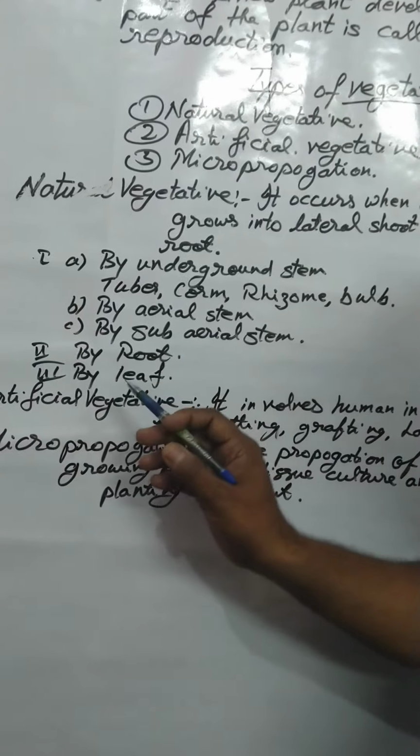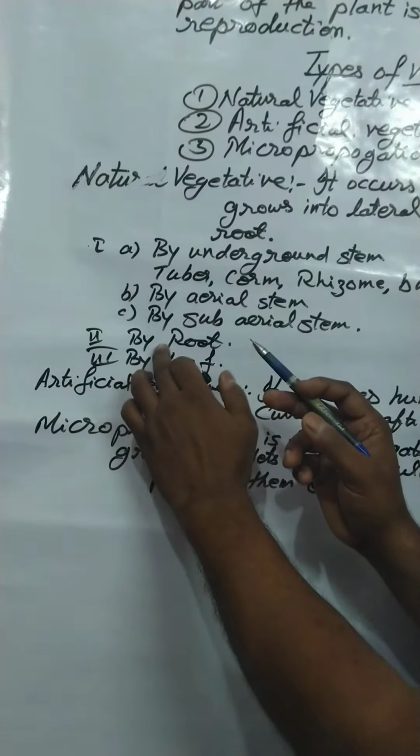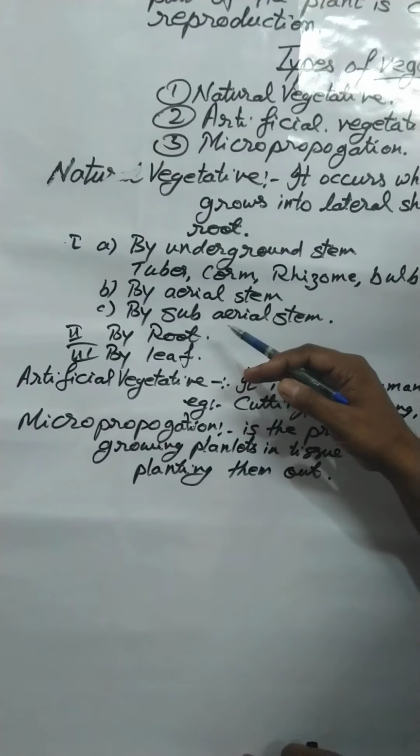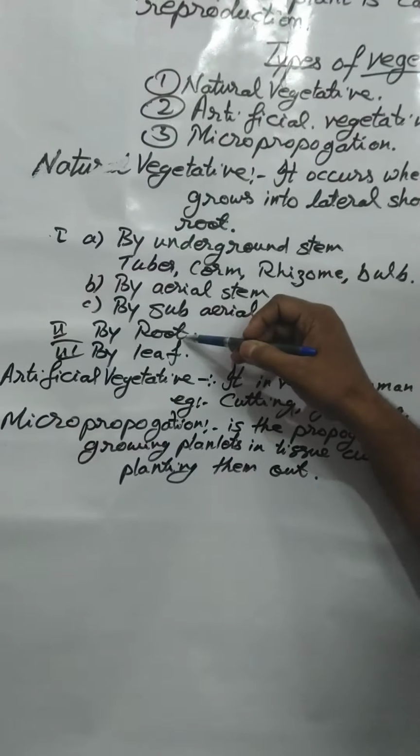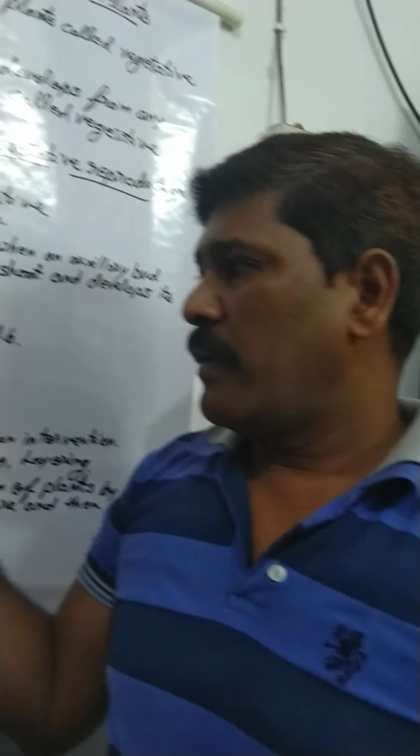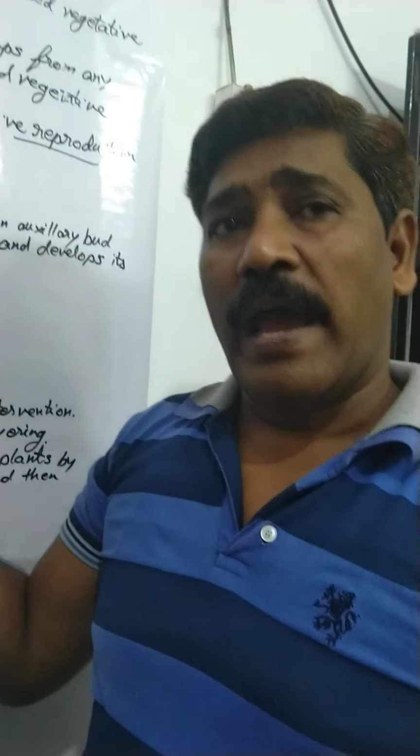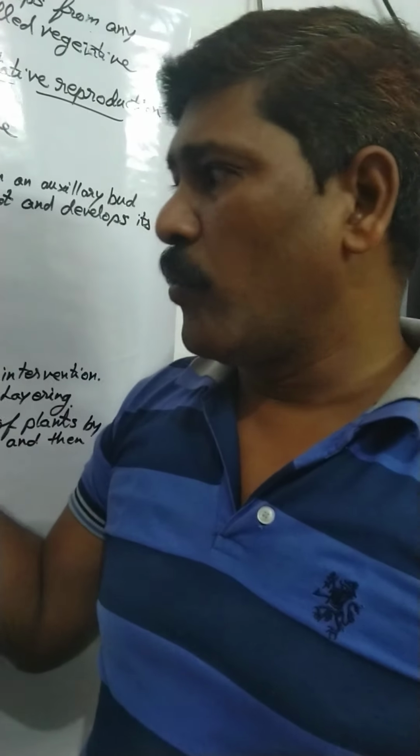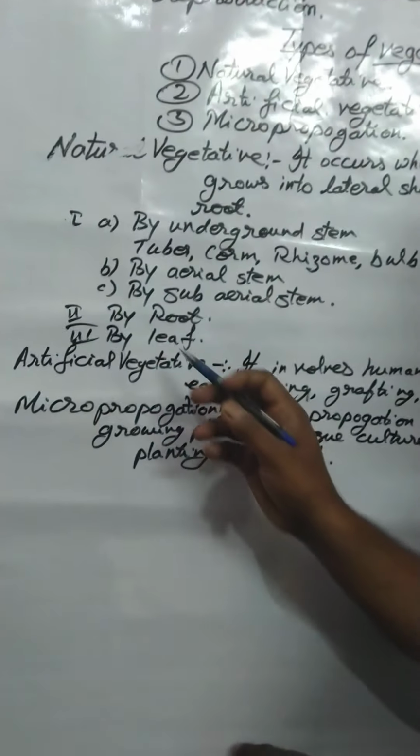Now, let us see another point, that is when vegetative reproduction takes place by root. In this, when any auxiliary bud develops on the root and it falls down on the ground and gives a new plant, then it is known as root vegetative reproduction.